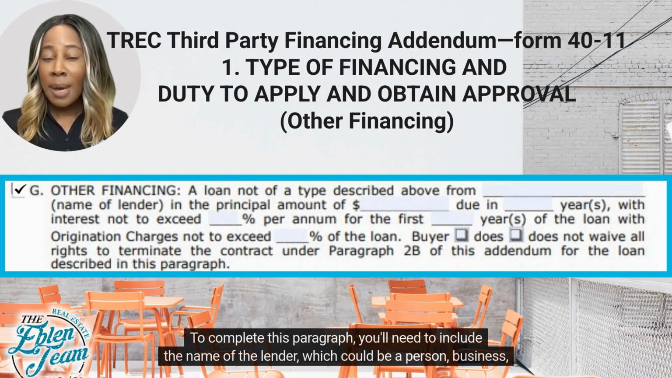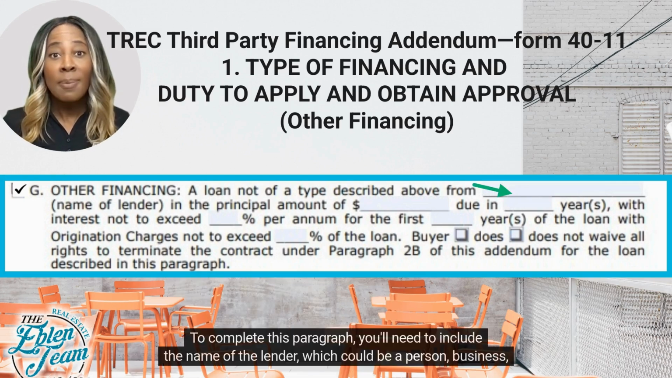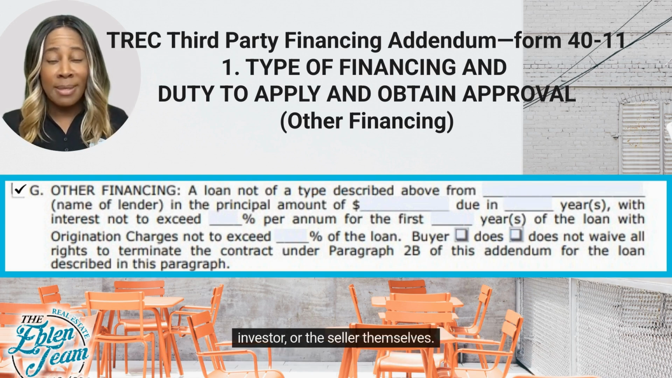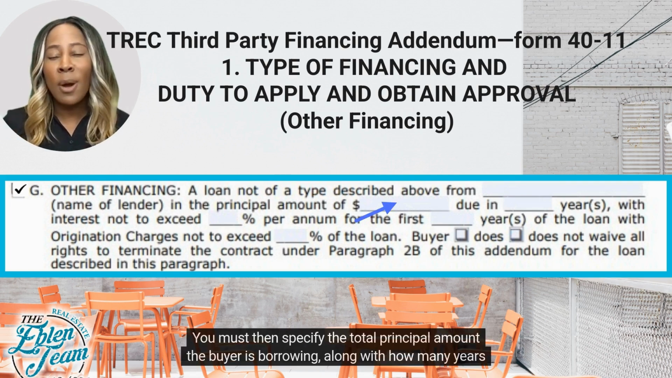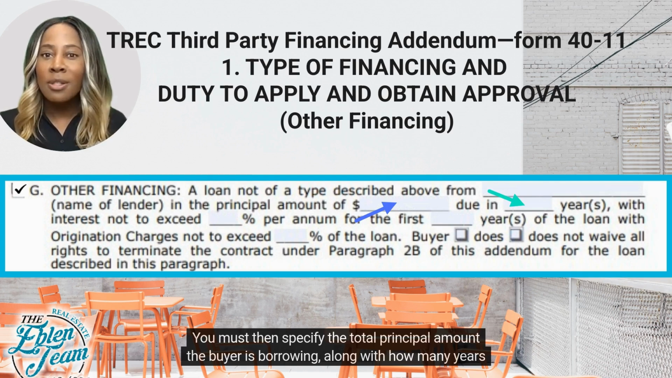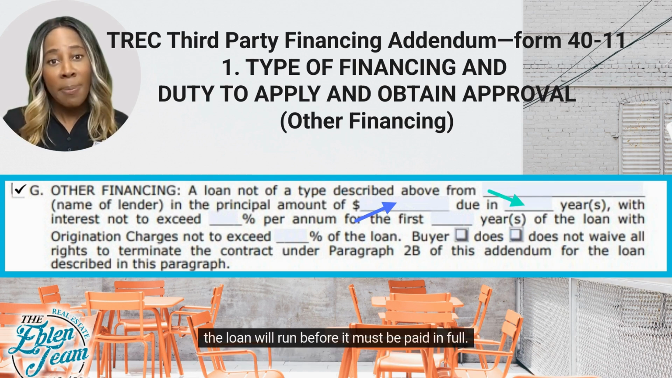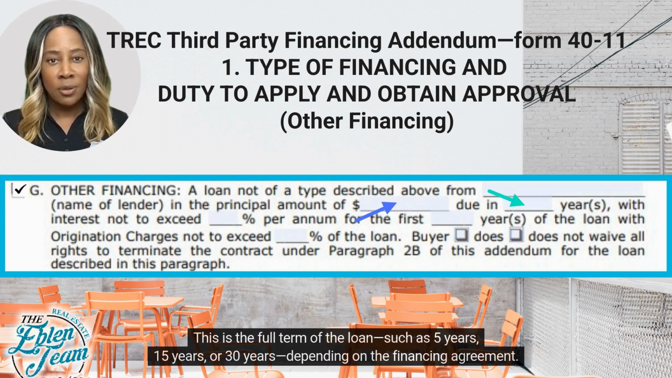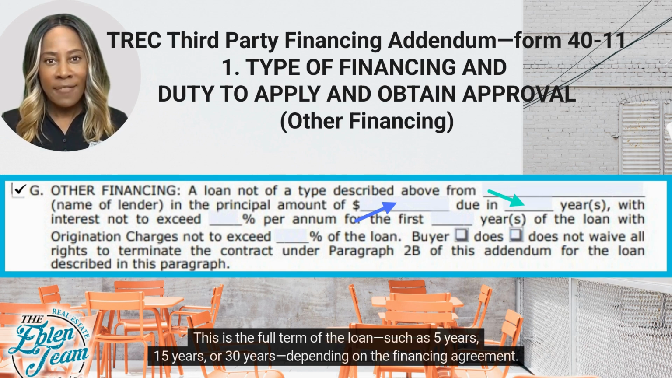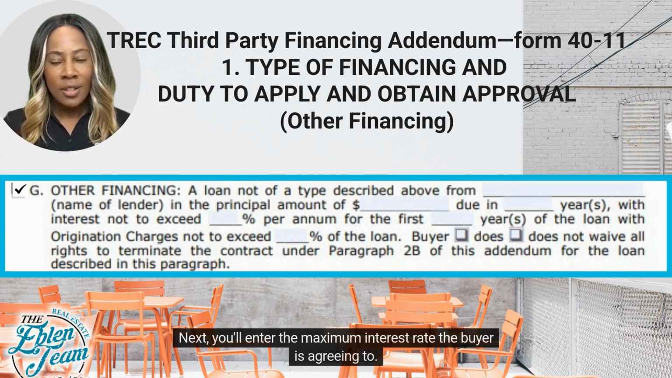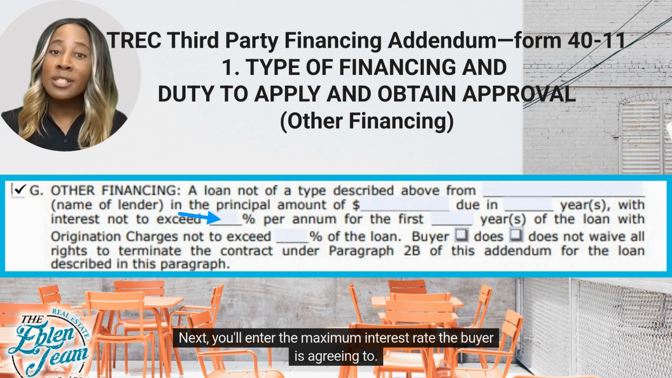To complete this paragraph, you'll need to include the name of the lender, which could be a person, business, investor, or the seller themselves. You must then specify the total principal amount the buyer is borrowing, along with how many years the loan will run before it must be paid in full. This is the full term of the loan, such as 5 years, 15 years, or 30 years, depending on the financing agreement. Next, you'll enter the maximum interest rate the buyer is agreeing to.